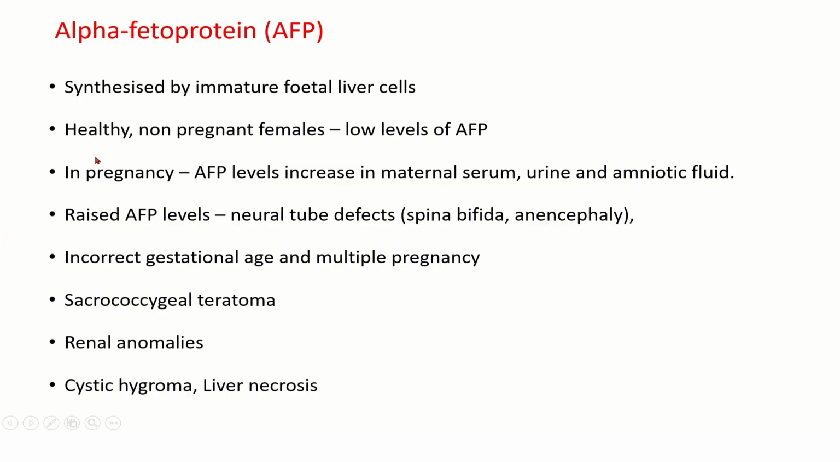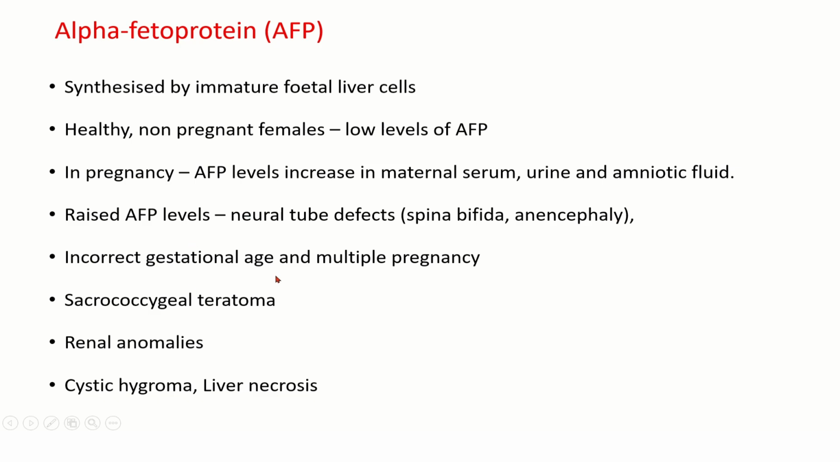So alpha fetoprotein, this is synthesized by immature fetal liver cells. In healthy non-pregnant females, there will be low levels. In pregnancy, AFP levels increase in maternal serum, urine, and amniotic fluid. Raised AFP levels are seen in neural tube defects, especially spina bifida and anencephaly.